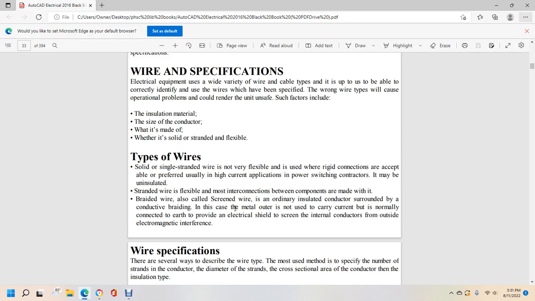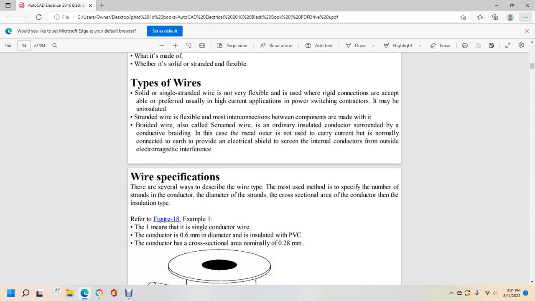In this case, the metal outer is not used for carrying current, but is normally connected to earth, either to provide an electrical shield to screen internal conductors from outside electromagnetic interference. Wire specification: there are several ways to describe the wire type. The most common method is specified with the number of strands, with the conductor diameter of the strands, with the cross-section area of the conductor. Then the insulation type. Refer to figure 18.